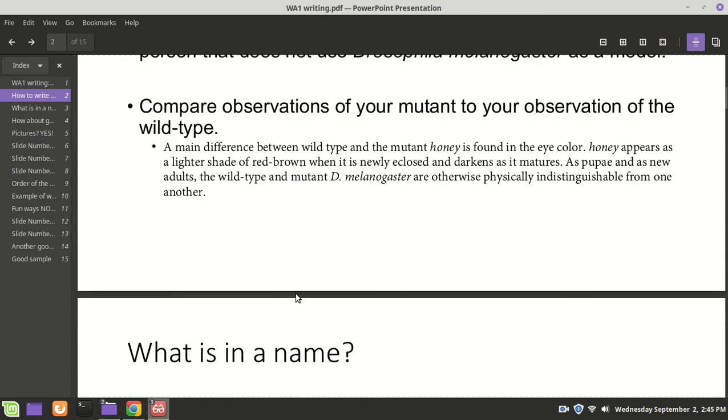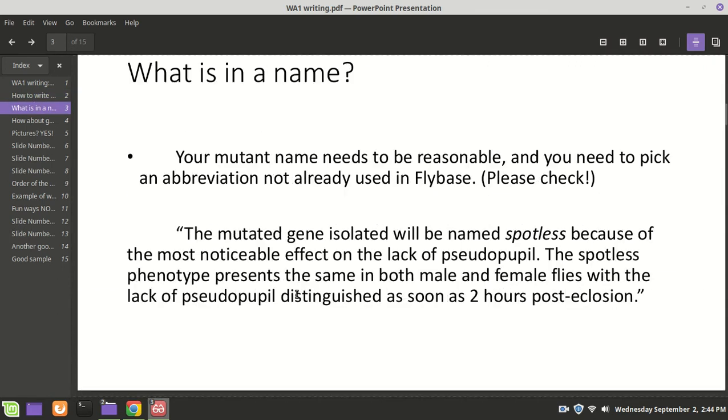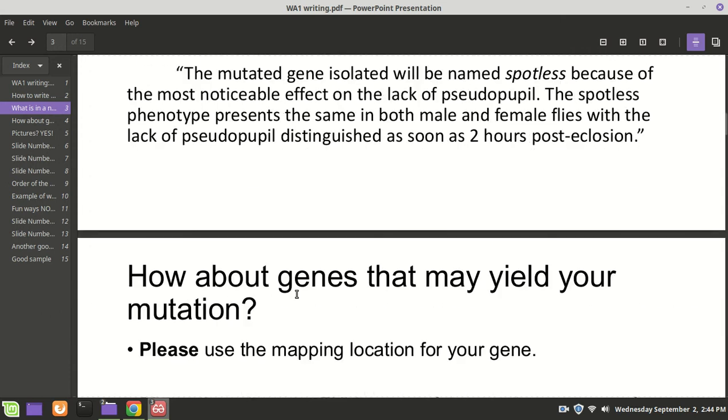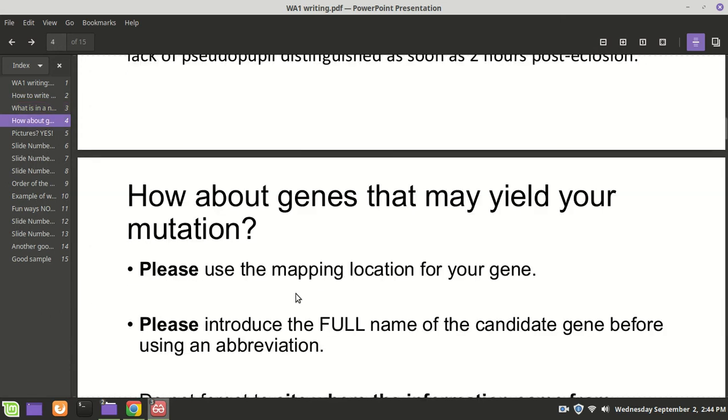Compare and observe your notes. What is in a name? Your mutant name needs to be reasonable. All right, just read that. I think you'll get that. Something that has to do with the mutation, what it looks like.